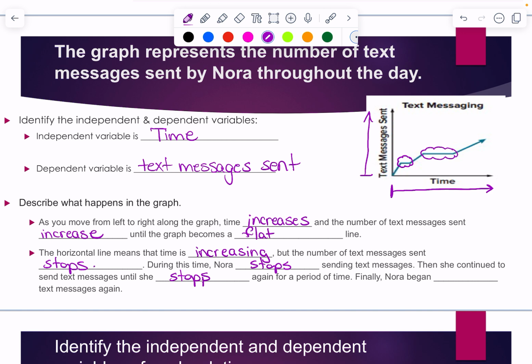There's another stopping period. Finally, Nora began sending text messages again. And we know that because now the graph is going up. So as the graph goes up, that's when she's sending more text messages. When it gives you that horizontal flat line, that's when she's stopping.